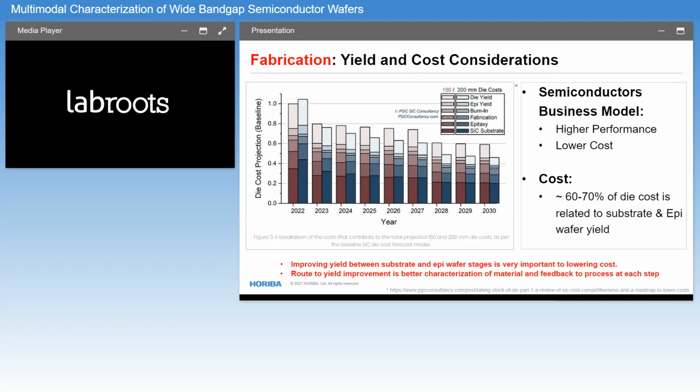Now, the semiconductor business in general has a curious business model in that it insists on high performance at a low cost. Now, high performance typically comes from miniaturization, while lowering the cost comes from working with increasingly larger substrates and improving the yield at each step for these ever larger substrates. Now, for a key material like silicon carbide, we see here that better than 60% of the die cost is related to the substrate and the epi wafer yield. So improving the yield between the substrate and the epi wafer stages is very important to lowering the die and device costs. And the route to yield improvement is better characterization of the fabrication process and the resulting material of the fabrication process.